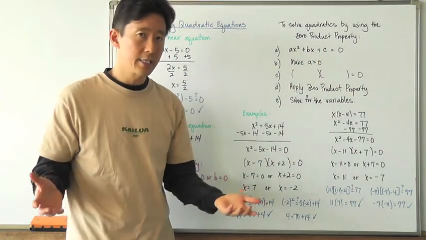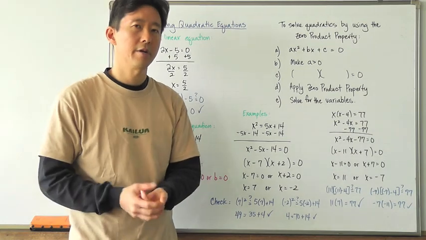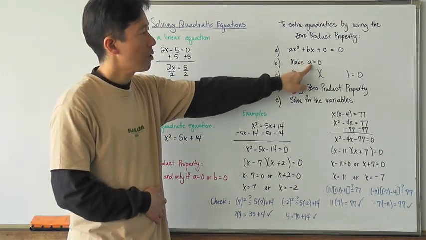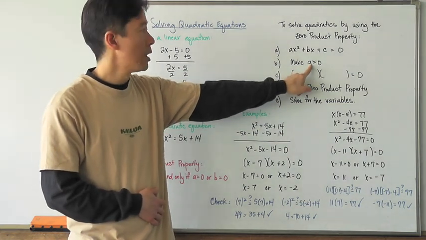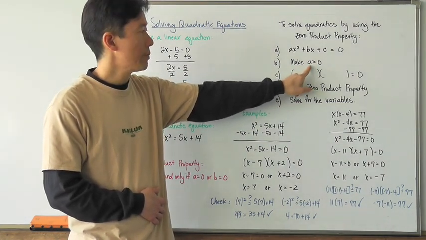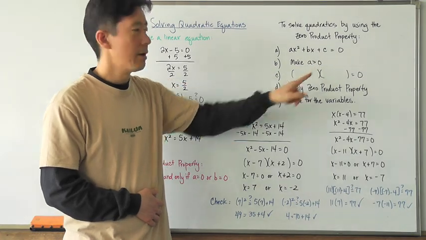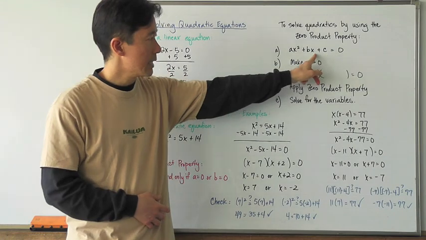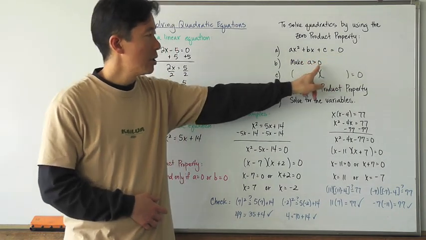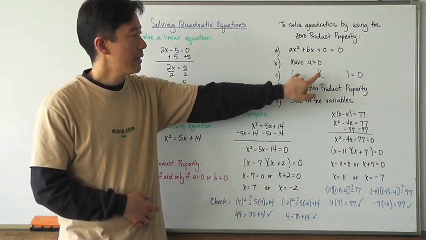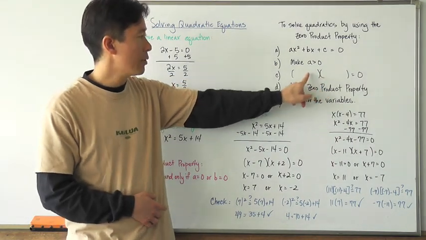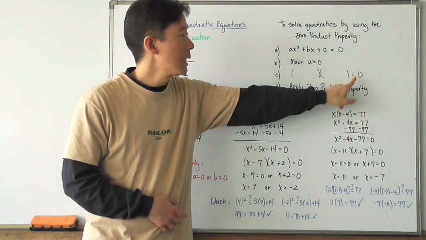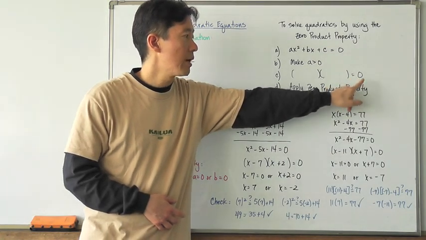Second thing, this is not absolutely necessary, but it makes it more convenient to solve the quadratic if we make the coefficient of the quadratic term positive. In other words, we make a greater than 0. Okay, the next step after that is, once we have a quadratic that is set equal to 0, where a is greater than 0, then we can factor. Now if we factor the quadratic, notice that again, this is a quadratic equation, so we have equals 0 as well.